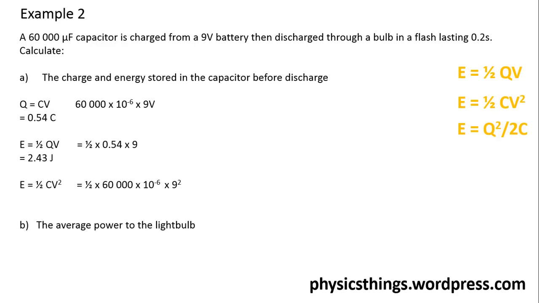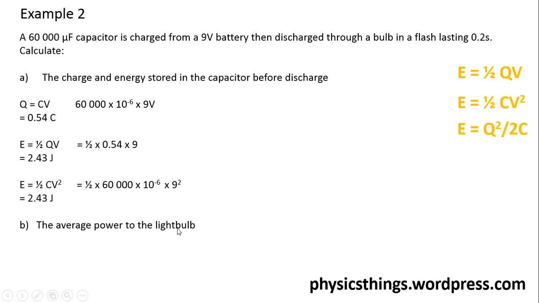But I could also use E equals a half CV squared. And when I plug those numbers in, surprise, surprise, I get the same value. So the key to these questions is look at your capacitor energy equations, see what bits you have, and pick the one that you're going to use.